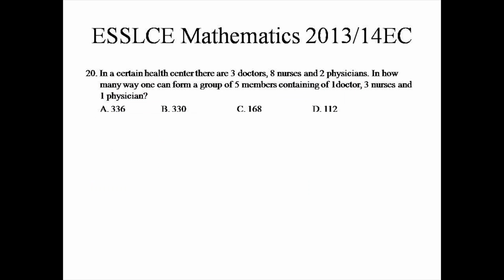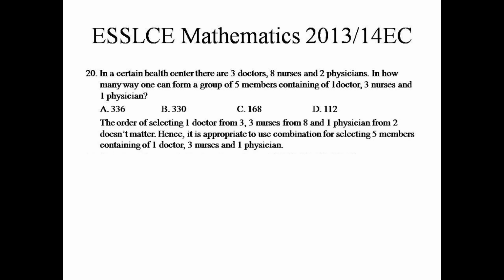In a certain health center, there are 3 doctors, 8 nurses and 2 physicians. In how many ways can one form a group of 5 members containing 1 doctor, 3 nurses and 1 physician? The order of selecting 1 doctor from 3, 3 nurses from 8 and 1 physician from 2 doesn't matter. Hence, it's appropriate to use combination for selecting 5 members containing 1 doctor, 3 nurses and 1 physician. Hence, the total number of ways of selecting 5 members is equal to combination of 3, 1 times combination of 8, 3 times combination of 2, 1.